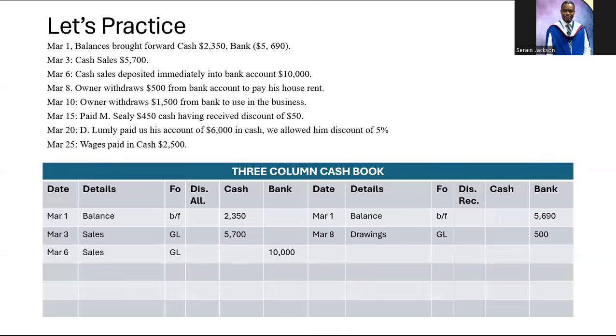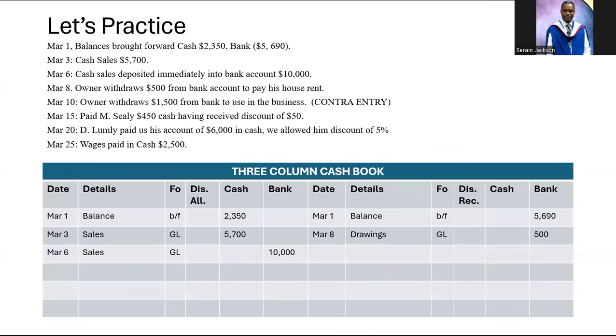It says owner withdraws $1,500 from the bank to use in the business. Now this is a very important transaction. This transaction is what we call a contra entry. A contra entry is when the double entry for a transaction is completed within the cash book. What I mean by that is that the debit and credit will both be made within the cash book. So the transaction affects both the bank and cash columns. That is why it is called a contra entry.